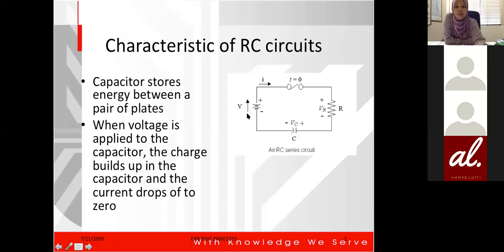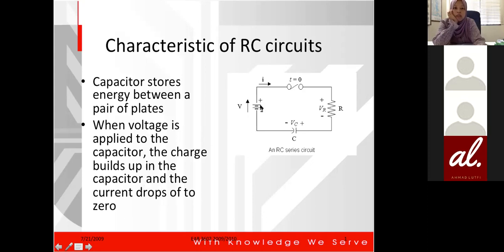So it has a voltage, and then you have a capacitor inside the circuit, and it also has a resistor. So it becomes an RC circuit. The capacitor stores energy between a pair of plates. When voltage is applied to the capacitor, the charge builds up in the capacitor and the current drops off to zero.